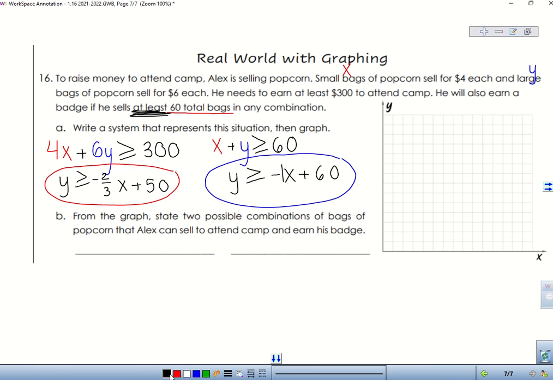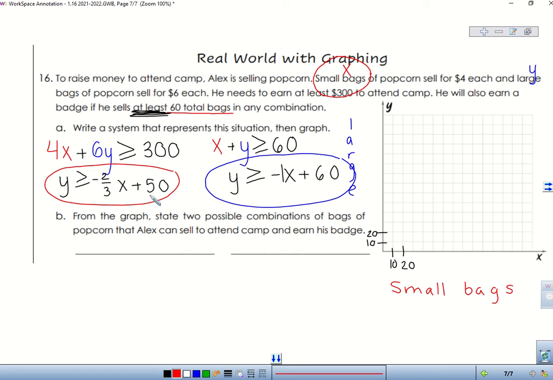So let's talk about how we're going to make our axes. Can I just go by ones here? No, we're going to run out of room, so I'm going to go by tens on both axes. I'm not going to write it all the way up, but you get the gist of it. We're going to go by tens, okay? Now, the x-axis represents what value? Small bags, right? And what does the y-axis represent? Good.